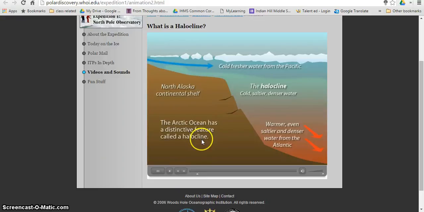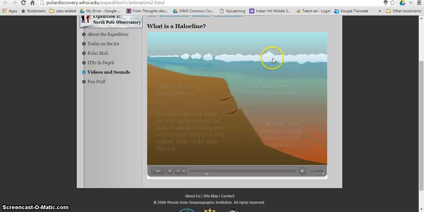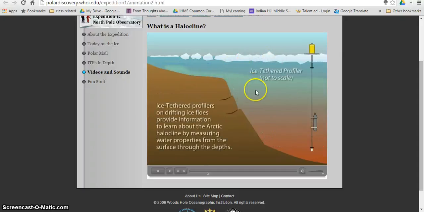The Arctic Ocean has a distinctive feature called a halocline. It's a layer of cold salty water that acts as a barrier between sea ice and deeper warm water that could melt the ice. So what happens is this halocline, the cold saltier denser water, forms because as the ice forms up here, this water becomes saltier.